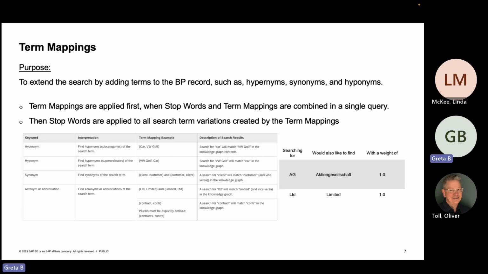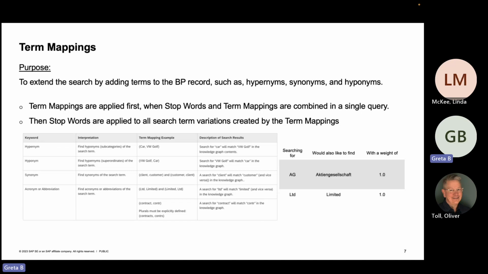Although the term mappings functionality is slightly similar to alias terms, it has additional features in HANA. Term mappings can be used to extend a search by adding additional terms, such as hypernyms, hyponyms, or synonyms. So again, hypernyms, hyponyms, and synonyms are the term mappings that are added. These are the additional terms that are added to the original word.